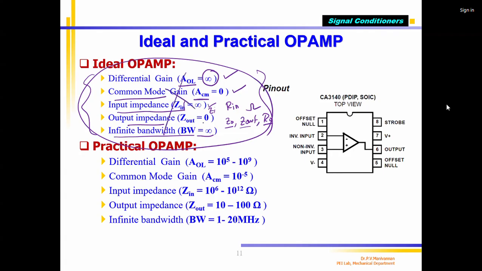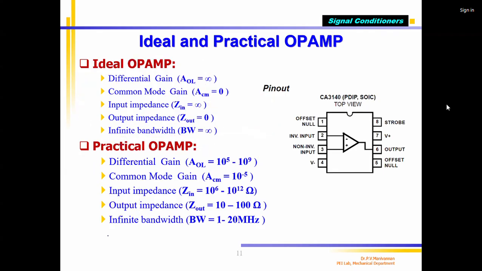When I try to develop an op-amp, I will be able to get only what is called practical. Note down the points. A practical op-amp's gain AOL will vary from 10 power 5 to 10 power 9 or 10 power 10. It may be 10 power 5, 10 power 6, 10 power 8, something like that. I told you there are more than 5,000 different op-amps you can buy.